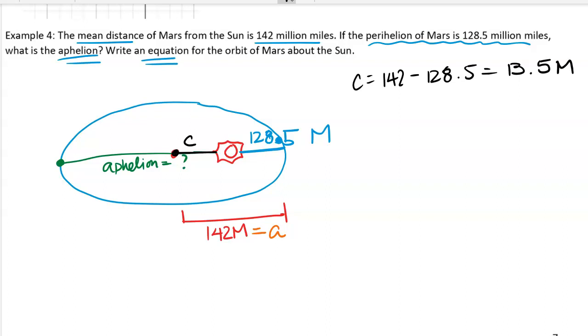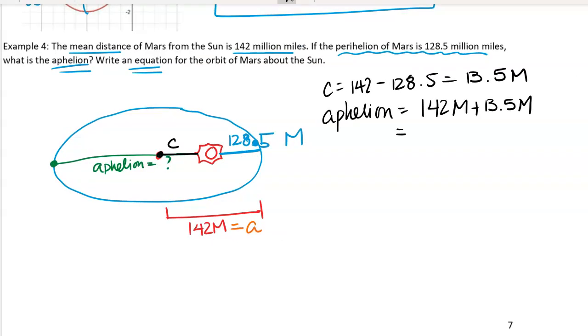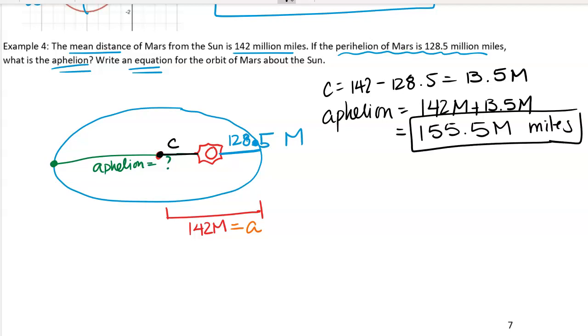So can we find aphelion? How do we find that? Add it. Yep. Aphelion equals 142 million plus 13.5 million. Someone give me this number, please. 155.5, like that? Yeah. Millions. Okay, so that's in millions of miles. Would you guys agree? All right, box that up. Part 1, done. Part 2, we have to write an equation.